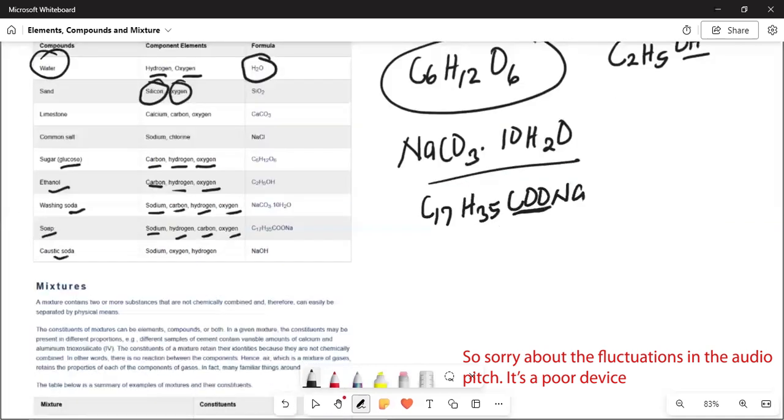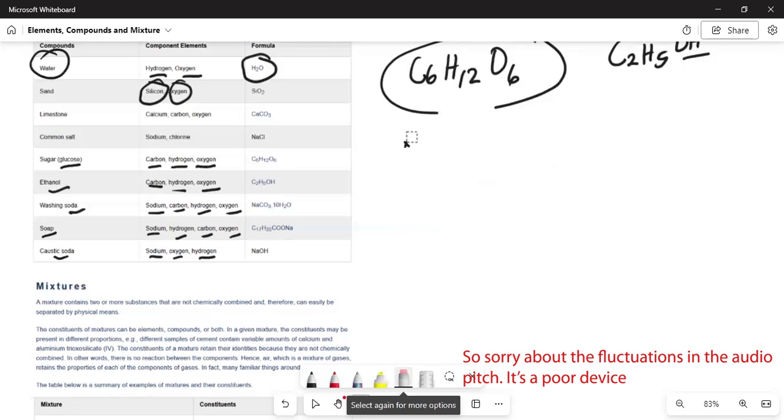Then lastly, we have caustic soda. The component elements are sodium, oxygen, hydrogen, also present in fixed ratio by mass. And so the formula is NaOH, one atom of sodium, one atom of oxygen, one atom of hydrogen. Or if we look at it in terms of group, it is a hydroxyl group. Okay, so that is that for compound.